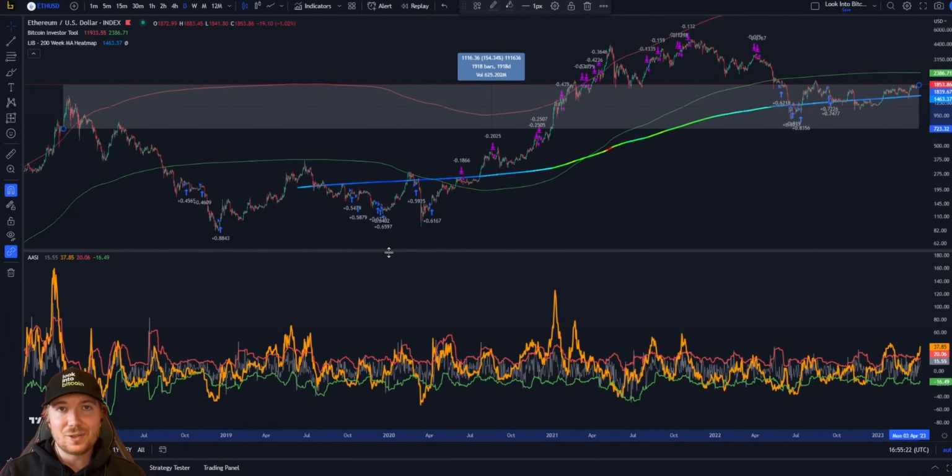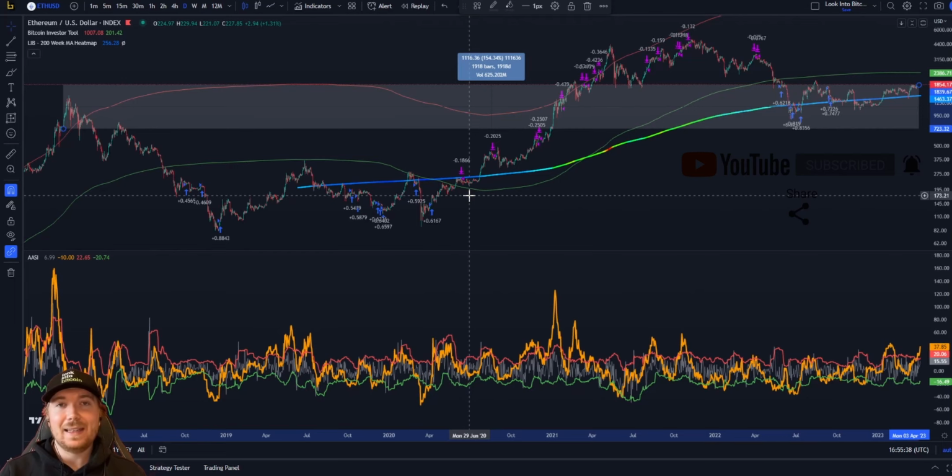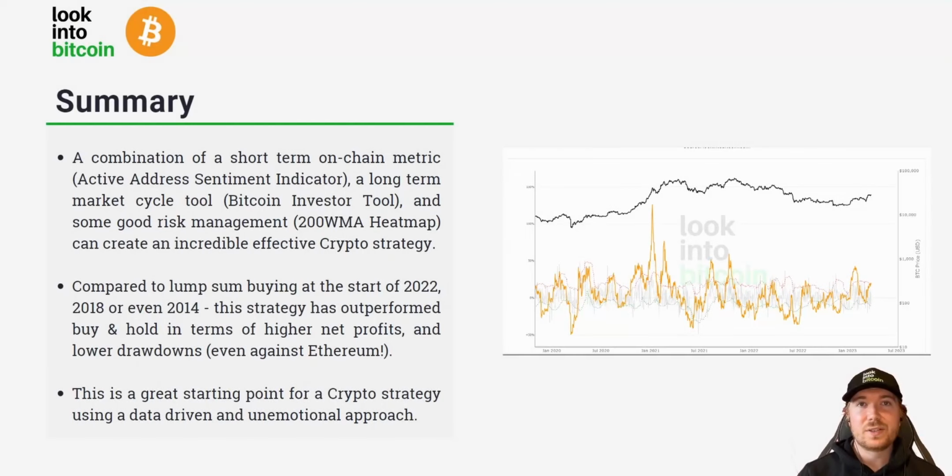It doesn't necessarily just have to be for your Bitcoin trading and investing. This can be used for any currency, and especially as most of them are pretty correlated, you could use the same signals on pretty much any digital asset and it'll still probably have a fairly good risk to reward trade. So just to summarize, using a combination of a short-term on-chain metric, which is the active address sentiment indicator, a long-term market cycle tool, such as the Bitcoin investor tool, and some good risk management like we use with the 200 weekly moving average heat map, monthly percentage increases, we can create an incredibly effective crypto strategy.